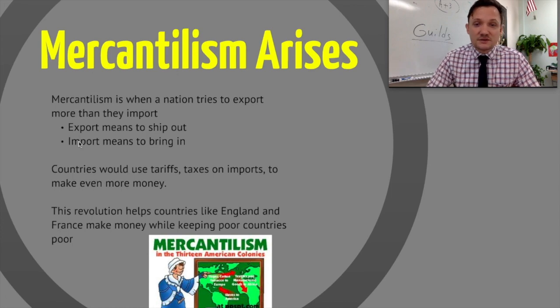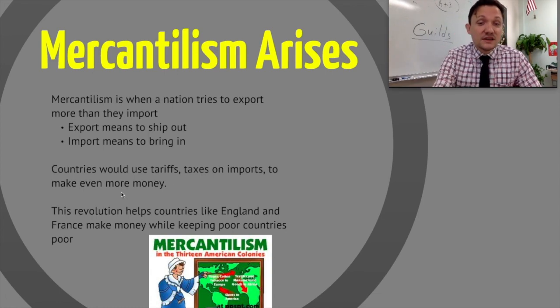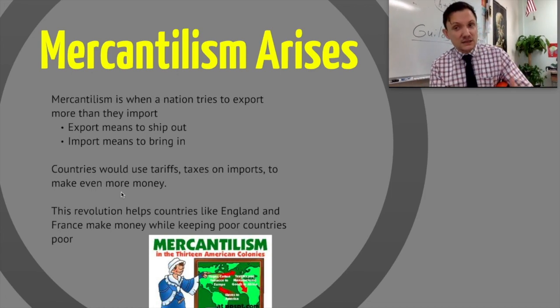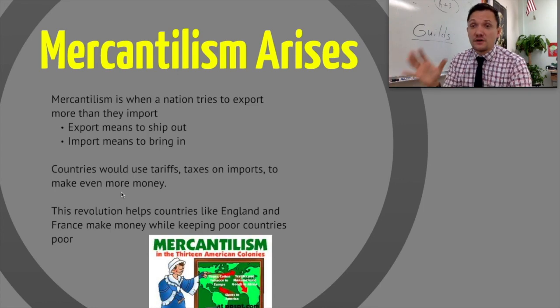Now countries are also going to try and discourage people from buying or selling anything outside of their country by using these things called tariffs, right? So go ahead and put a highlighter over that. A tariff is a tax on an import, right? This is going to help them make even more money, okay? So this revolution helps countries like England and France grow crazy wealthy, crazy fast, while keeping other countries who have historically been poor where they are, right?